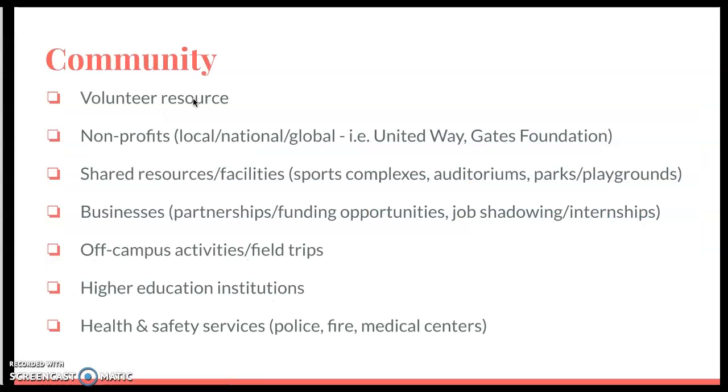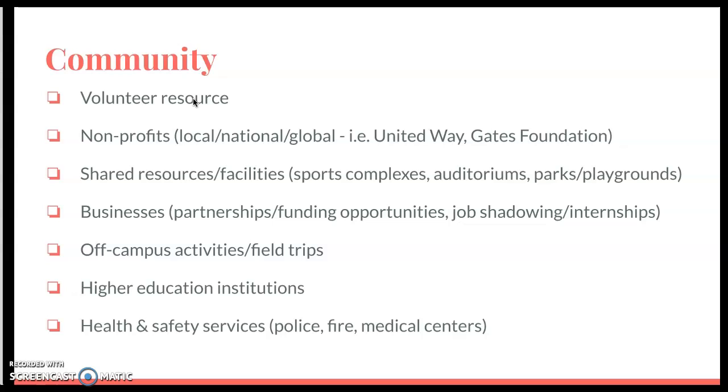Your community. Now, this is a great way of reaching out to people. It can be as simple as organizing shared calendars, for instance, shared resources of facilities. You have sports complexes or gyms or auditoriums, and you need that to be organized. You can do that right there. You can set up businesses in terms of partnerships and funding opportunities. Maybe get donations for renovation of a building or adding of technology. You're finding student internships. This is a great way to do that.